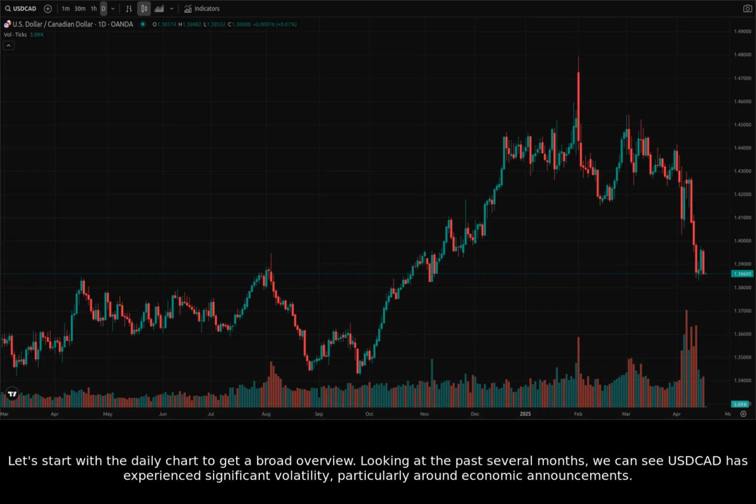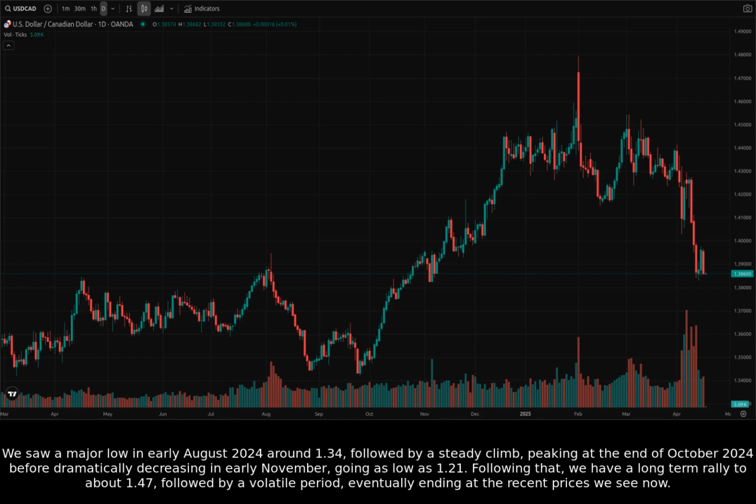Let's start with the daily chart to get a broad overview. Looking at the past several months, we can see USDCAD has experienced significant volatility, particularly around economic announcements. We saw a major low in early August 2024 around 1.34, followed by a steady climb, peaking at the end of October 2024 before dramatically decreasing in early November, going as low as 1.21.